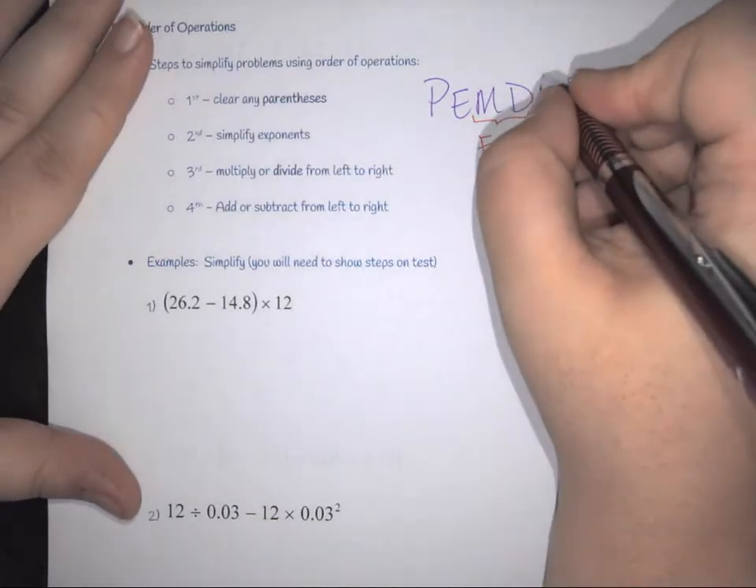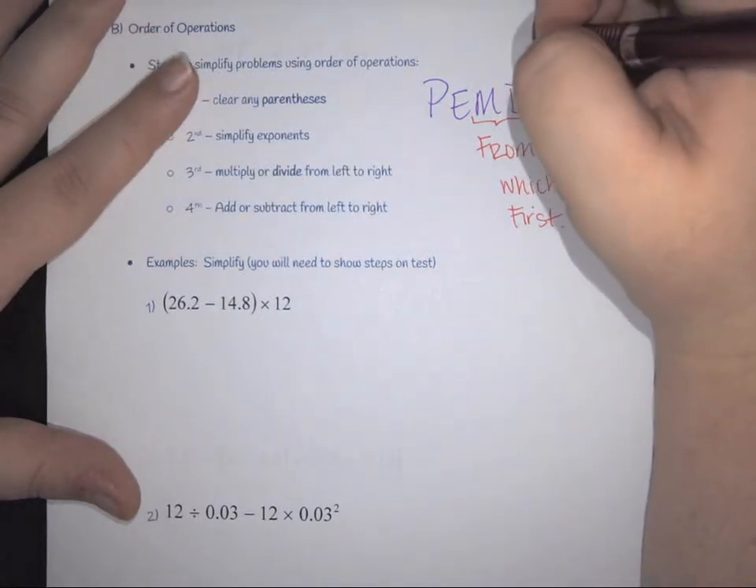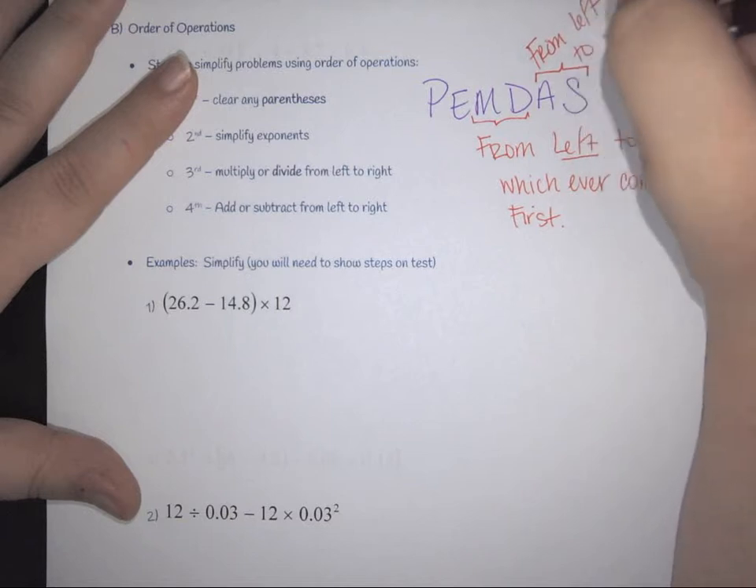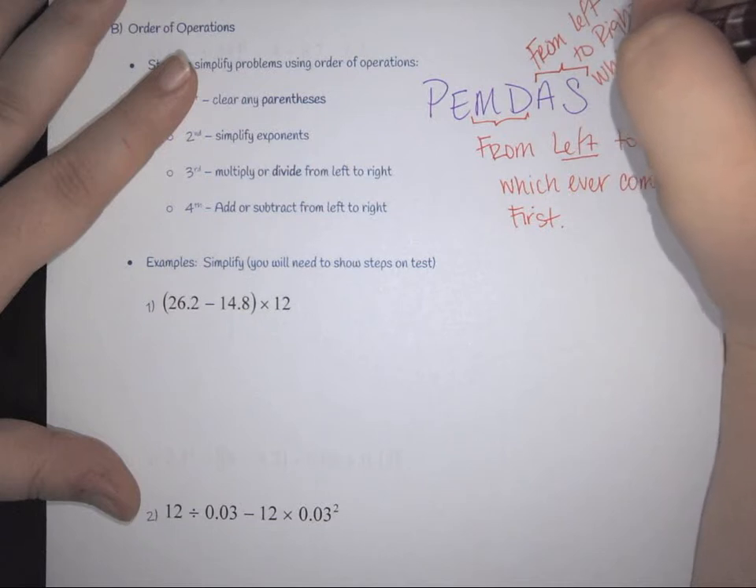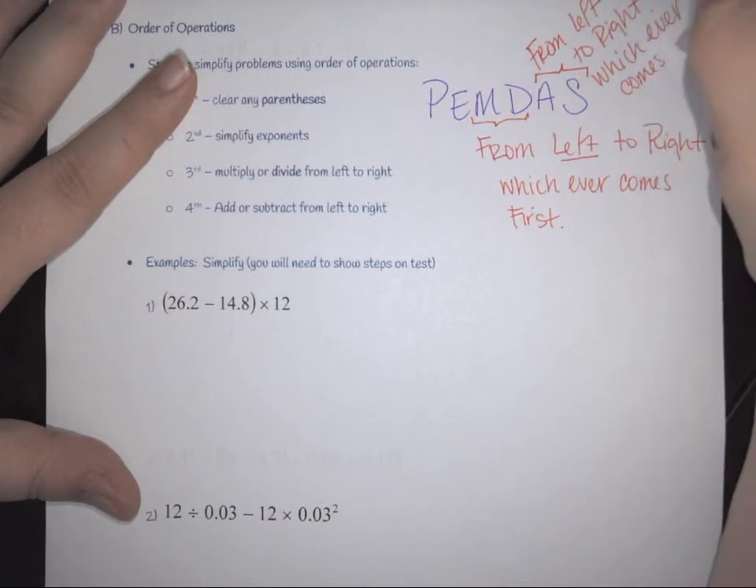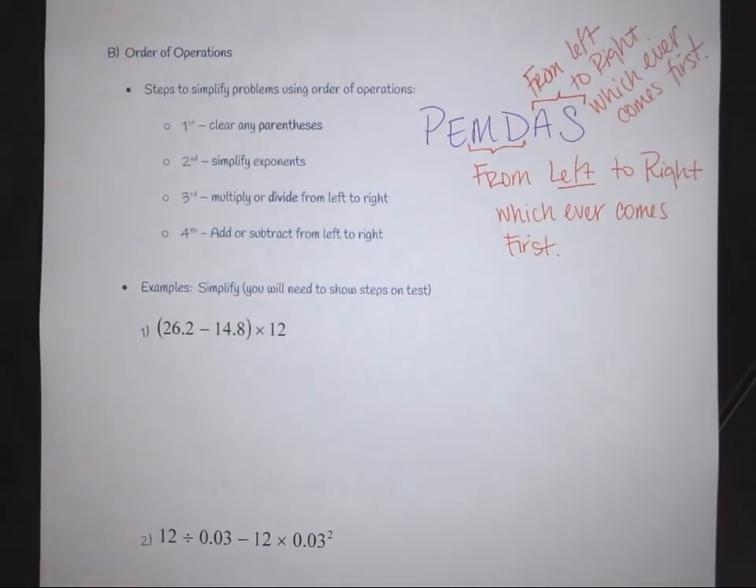Well, it's the exact same for addition and subtraction. Again, you're going to move from left to right, and you're going to do whichever comes first. So addition, subtraction, multiplication, division, it's the same. You move left to right, and then you do whichever one is first. And then you keep on going left to right and move so on and so forth from there.